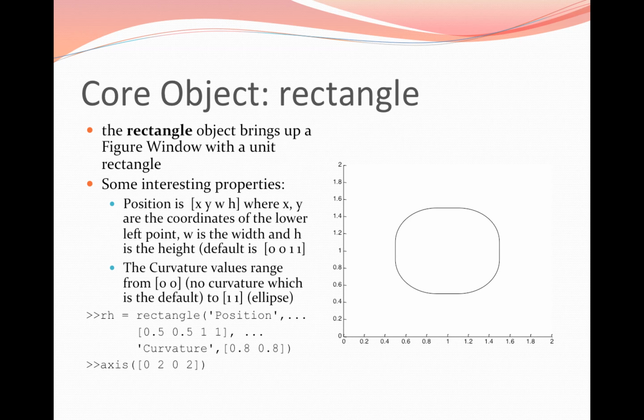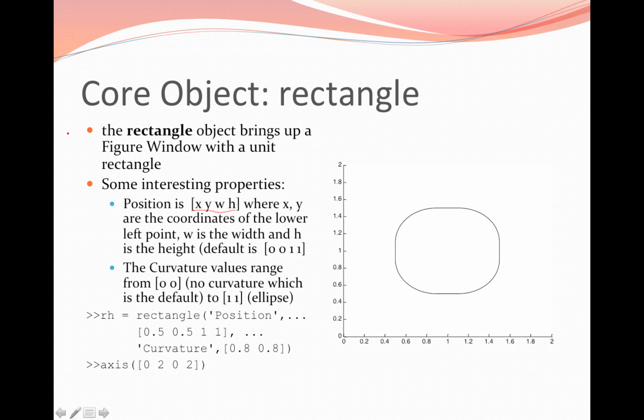Another core graphics object is called rectangle, and that will draw a rectangle which amazingly can actually have curvature. So the rectangle object brings up a figure window with a unit rectangle. Now some of the more interesting properties that you can set with the rectangle function are the position. The position is given by a vector that has 4 numbers in it, where the first 2 are the x and y coordinates of the lower left-hand corner of the rectangle, and the third number is the width, and the fourth number is the height.